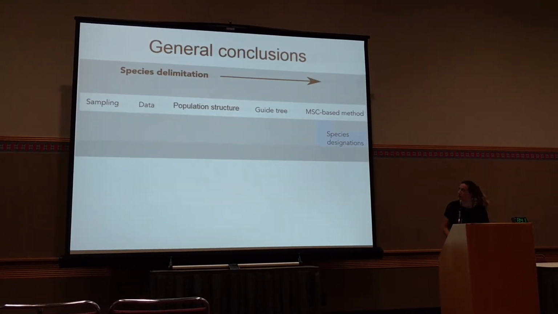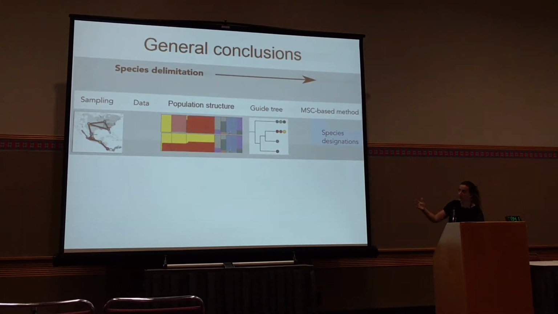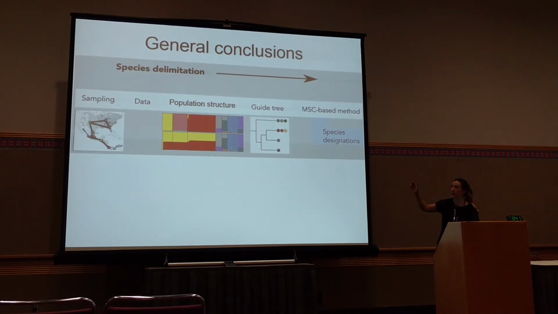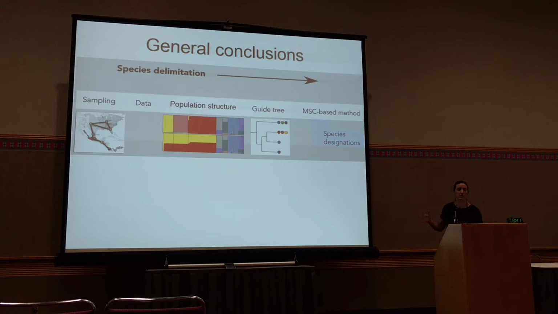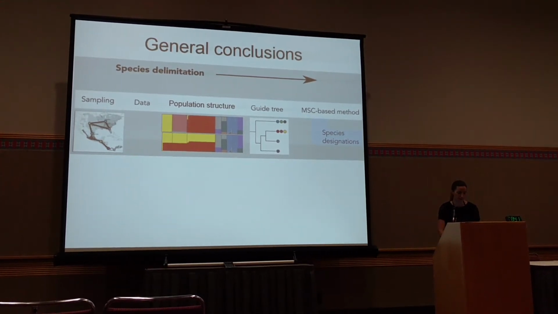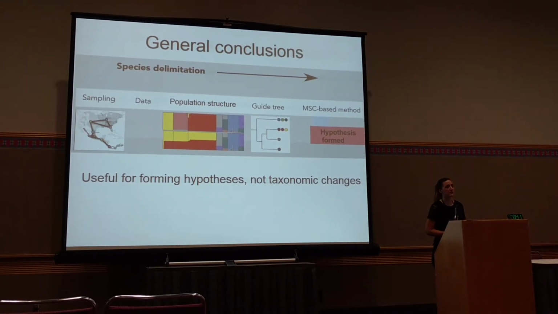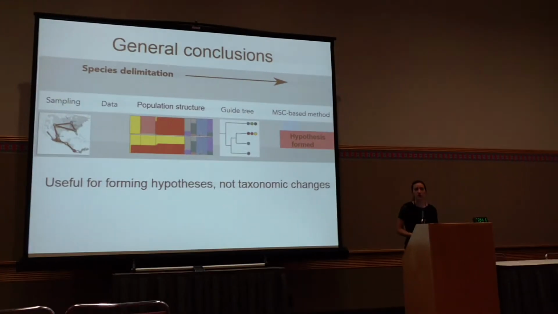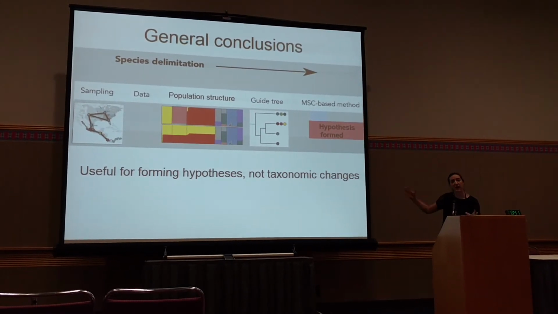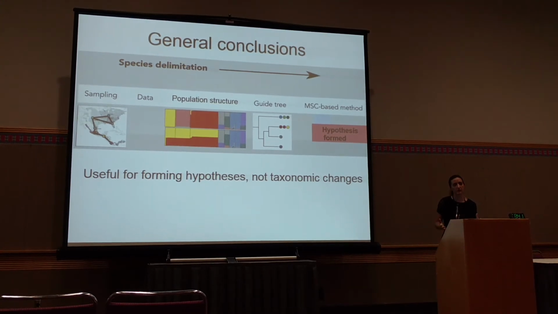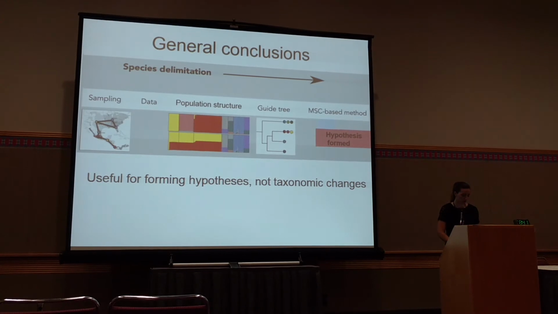In terms of general conclusions, I hope today that I've shown you that sampling, population structure inference, and your guide tree input really do strongly affect, in certain cases, the MSC-based method. And that these methods are very useful for forming hypotheses about species limits, but potentially not for making taxonomic changes. So we want to amend this protocol and say that maybe at the end of these MSC-based methods, if you have limited sampling, you can just use this as a hypothesis formation tool.